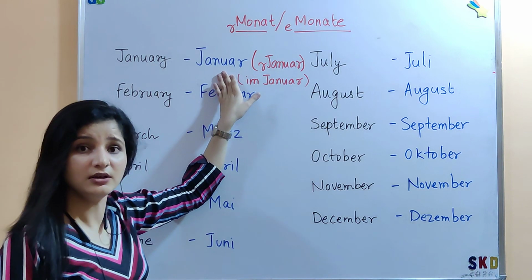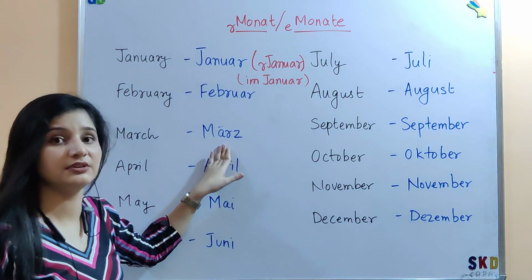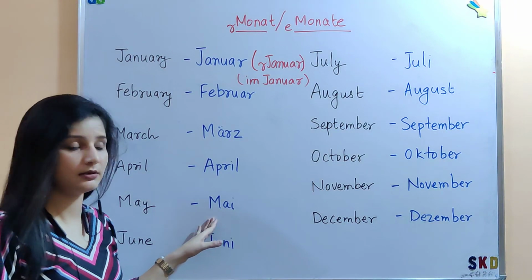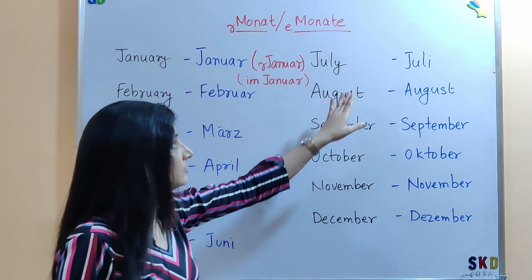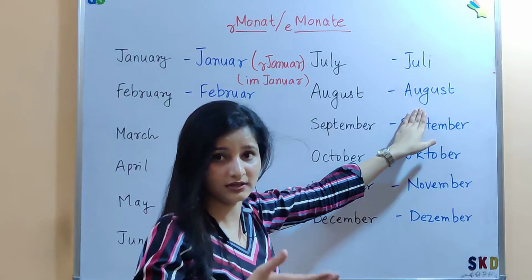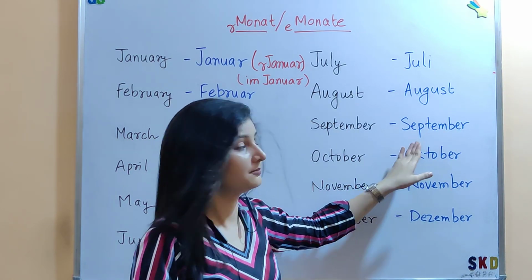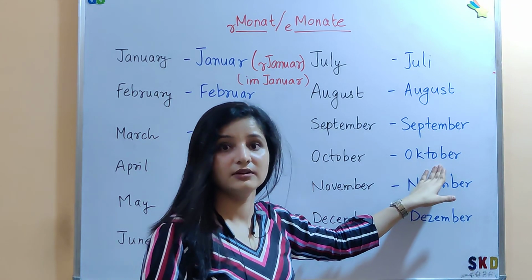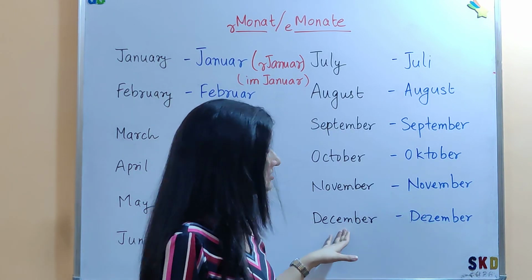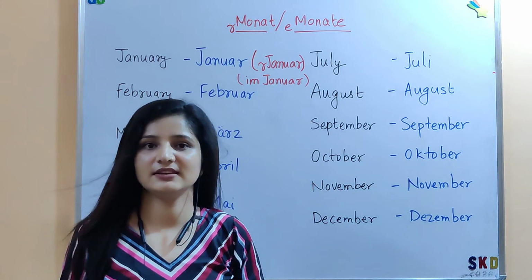Suppose I want to say die January, so it will be der Januar. Die February, der Februar. Die March, der März. Die April, der April. Die May, der Mai. Die June, der Juni. Die July, der Juli. Die August, der August. Die September, der September. Die October, der Oktober. Die November, der November. Die December, der Dezember. So in today's video we have covered the months in German language.